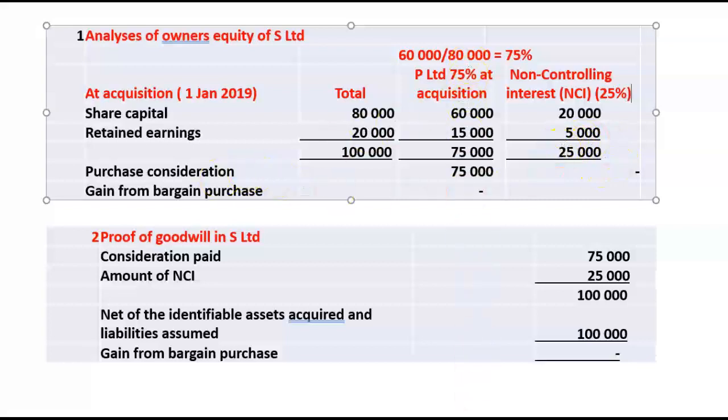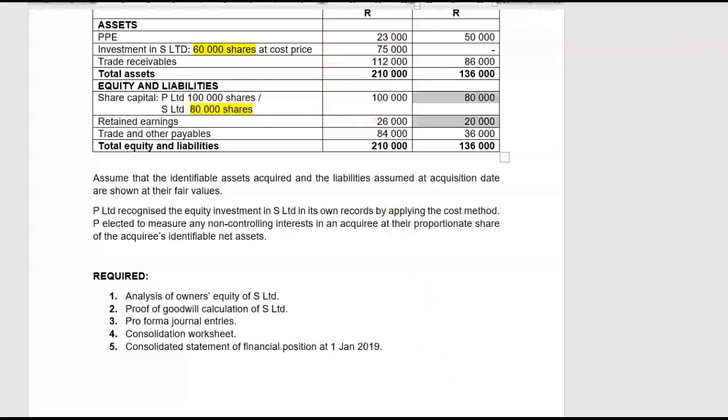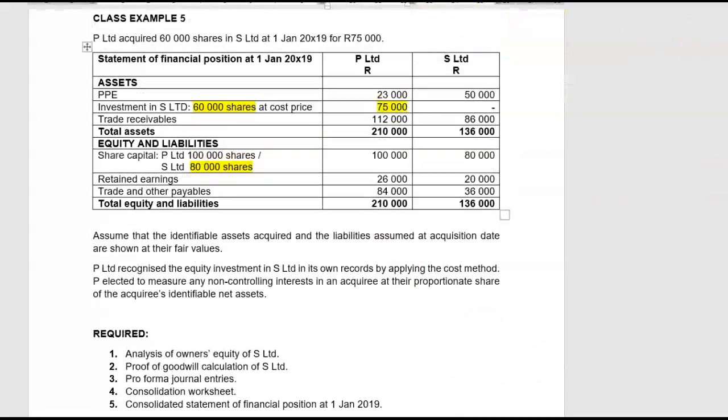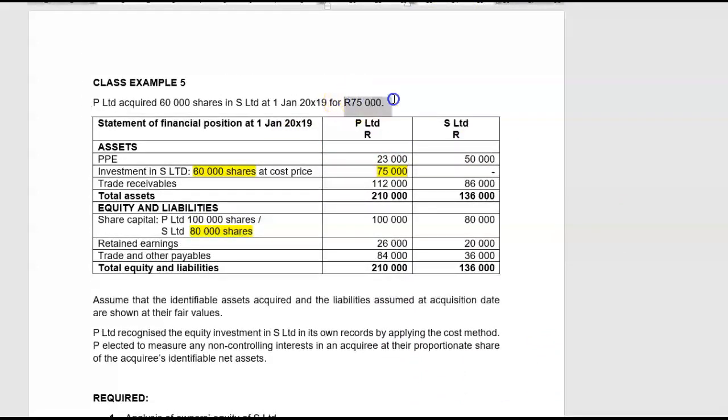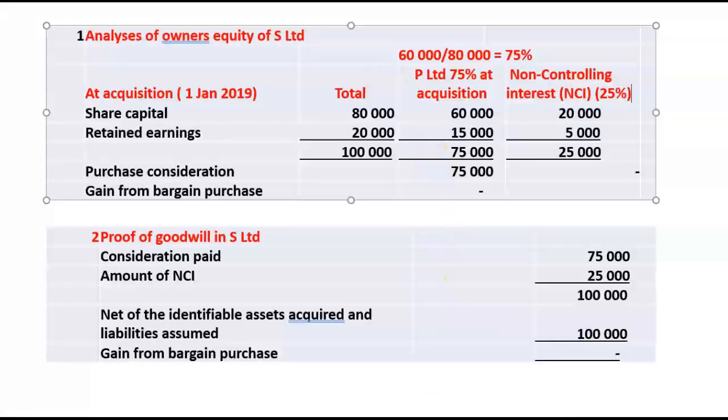How much did P Limited pay for his 60,000 shares? Well, there you can see he has paid 75,000 Rand. And they also told you that here, they didn't have to tell you that. They told you that twice. They also told you that they have bought 60,000 shares for 75,000 Rand. So the consideration that P Limited has paid was 75,000 Rand. So what was the net equity that he acquired? 75,000. How much did he pay? 75,000. So there's no difference.